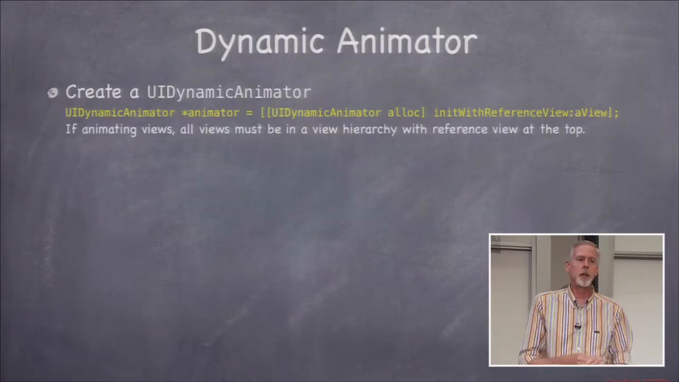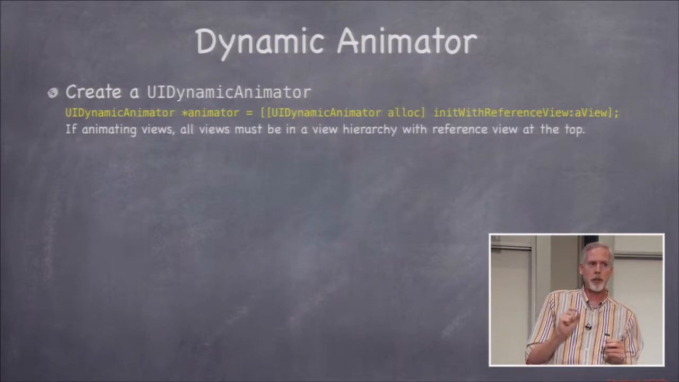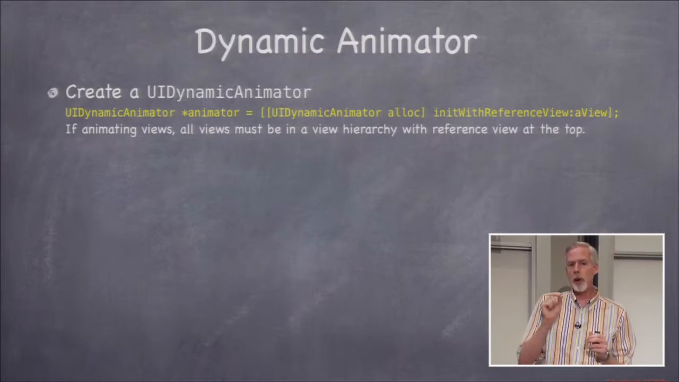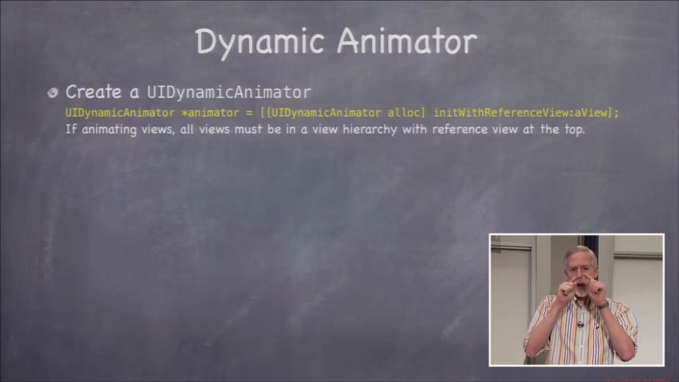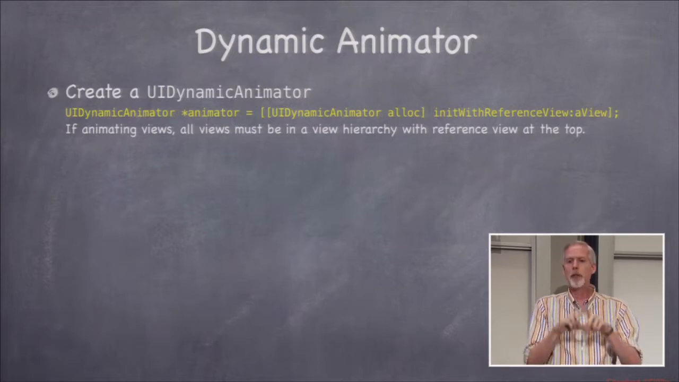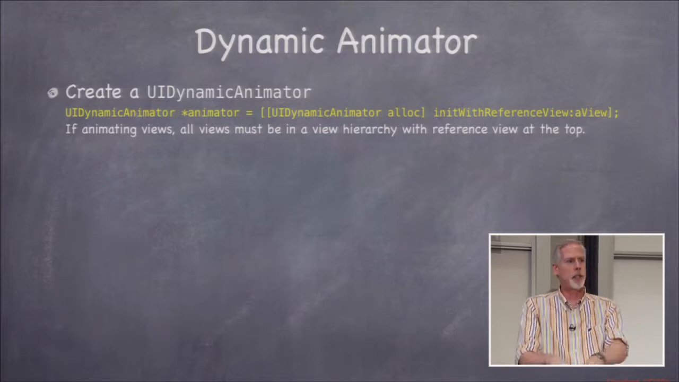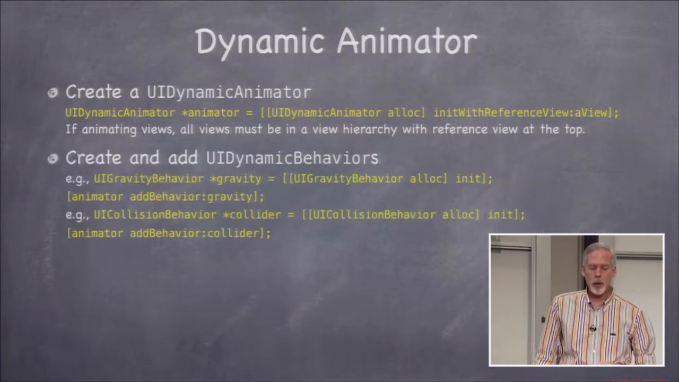UI dynamic animator, you can just do alloc init, but when you're doing views, if it's views that you want to animate, you want to do alloc init with reference view. Okay, and with init with reference view, you're specifying the top view of a view hierarchy. All the views you animate have to be in that view hierarchy. In other words, they have to be somewhere a subview of this reference view or a subview of that or a subview of that, as deep as you want to go, but you have to specify the top level view.